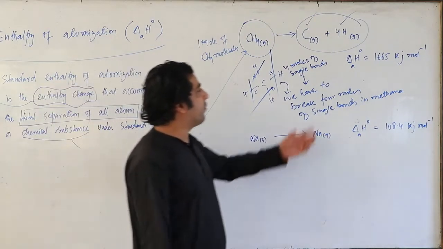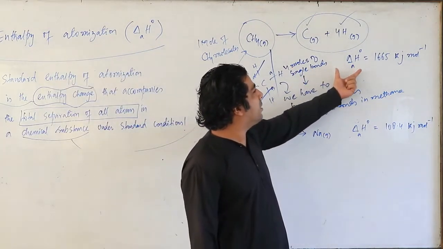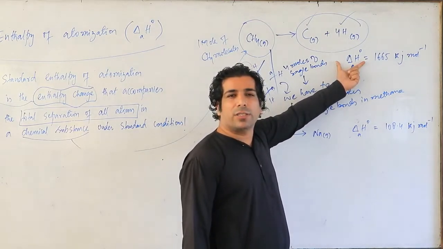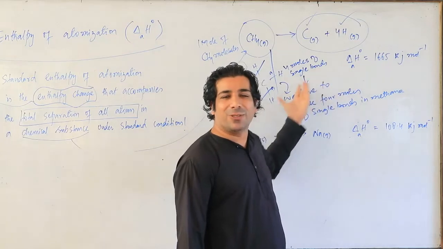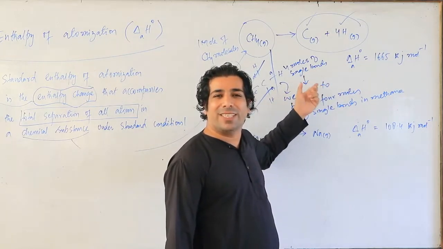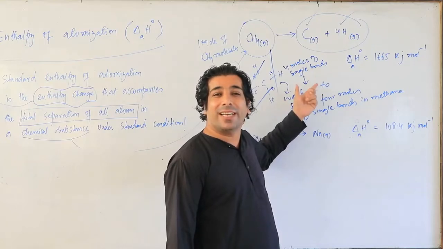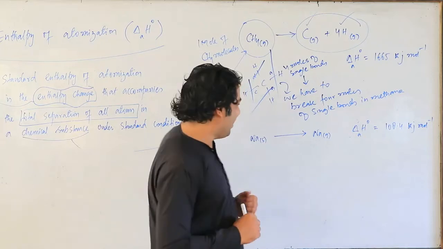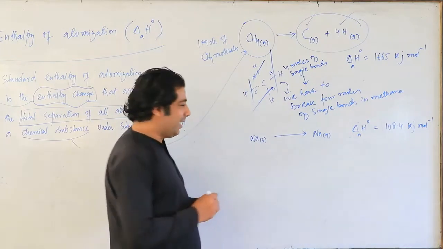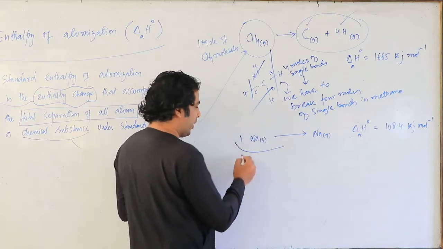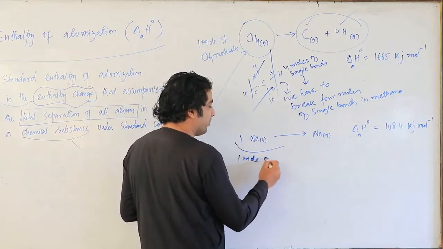Here also, my dear friends, you can tell that this delta H A naught is basically delta H naught dissociation, because here also you are breaking the bonds. So here standard enthalpy of atomization is equal to standard enthalpy of bond dissociation, because we are breaking the bonds. Now let's look at the final example. Here the sodium is basically in solid state. I will take 1 mole. So I took 1 mole of sodium solid.